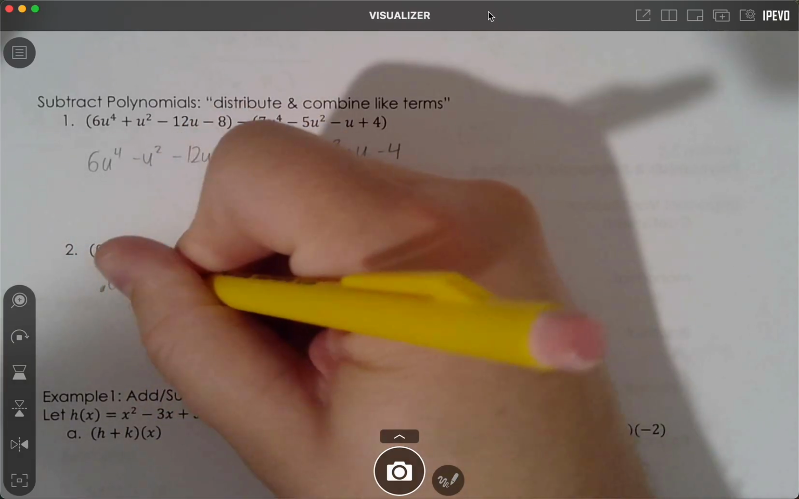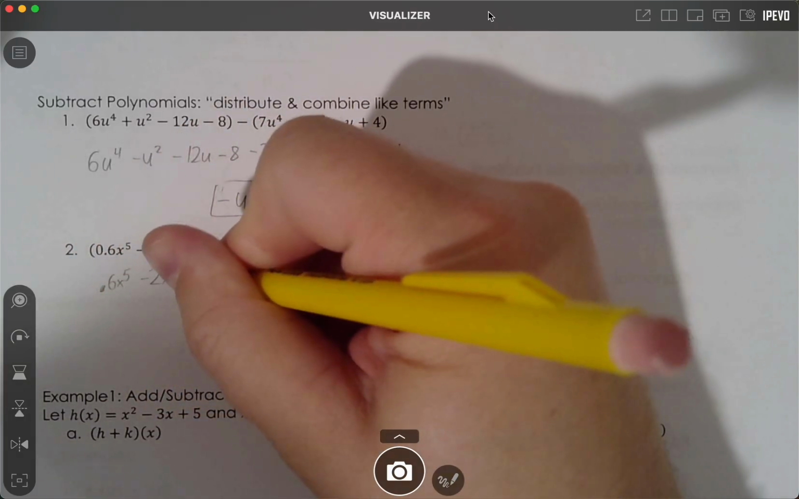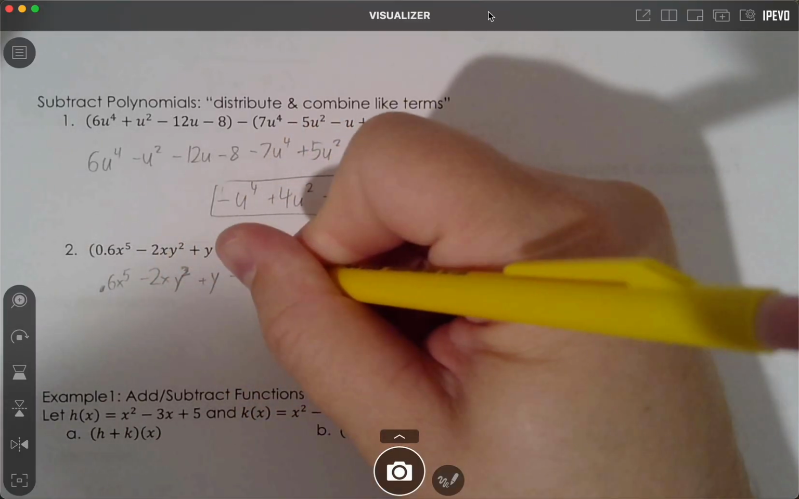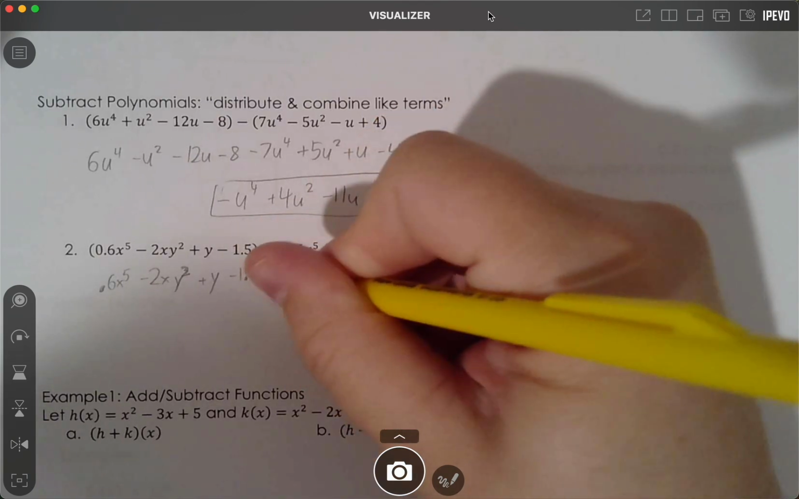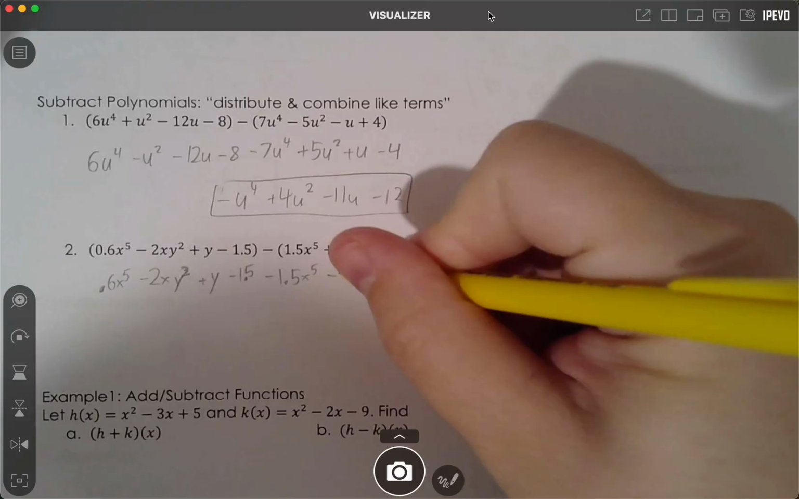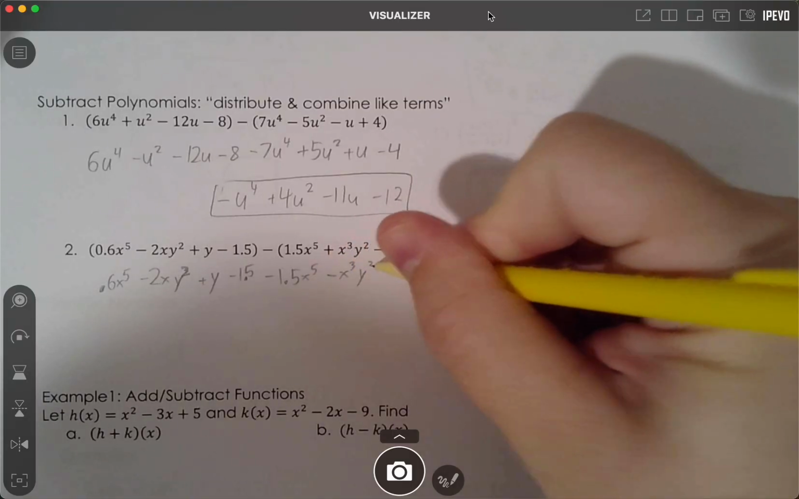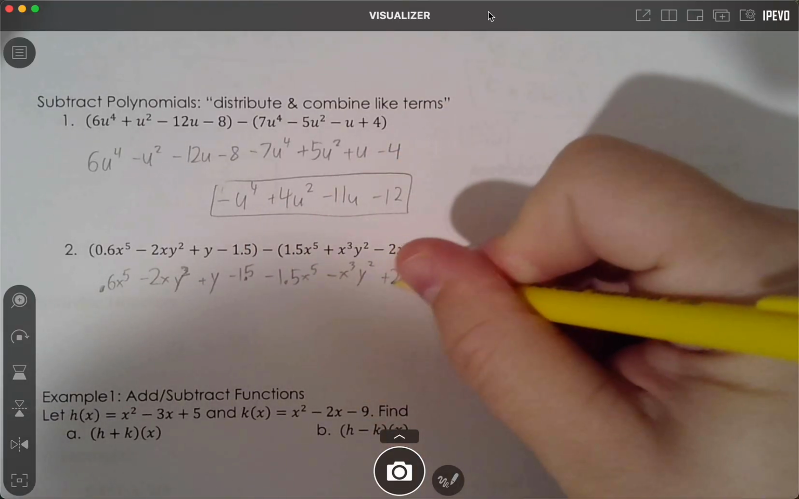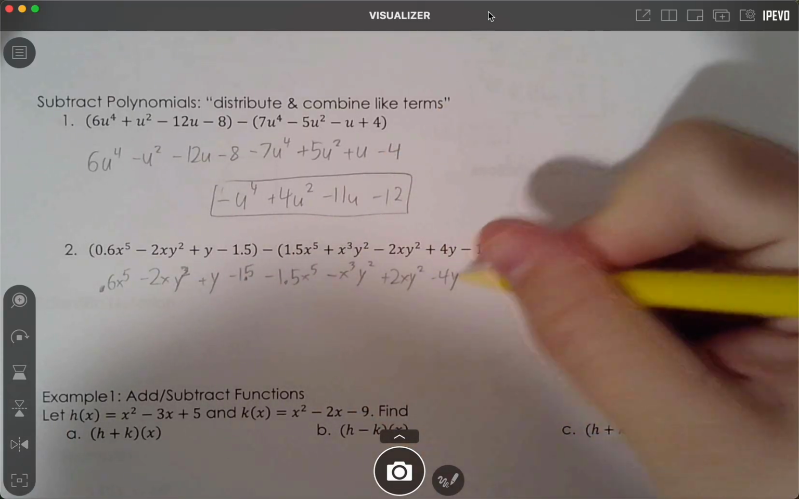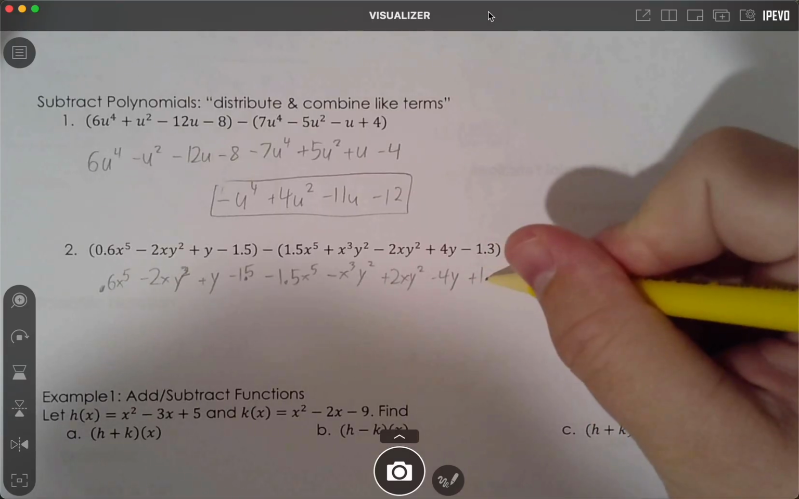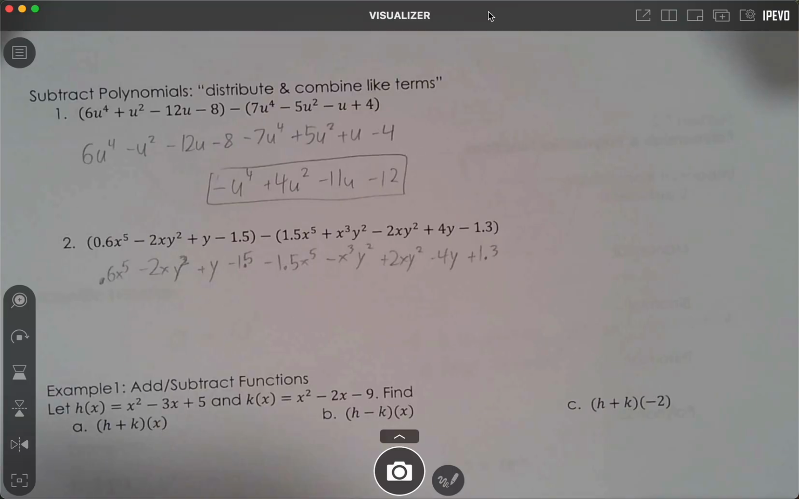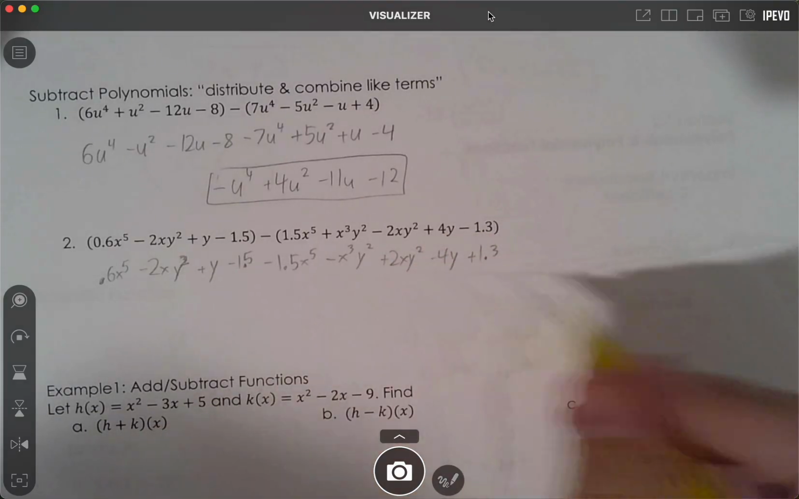Unfortunately, because we're subtracting, I do need to write each one of these out. Whoops, that was squared. So now it's minus 1.5x to the fifth, but don't stop there. It's now minus x cubed y squared. It's now positive 2xy squared. It's now negative 4y. And it's now positive 1.3. All right. So we just finished negating the terms of every part of the second polynomial.